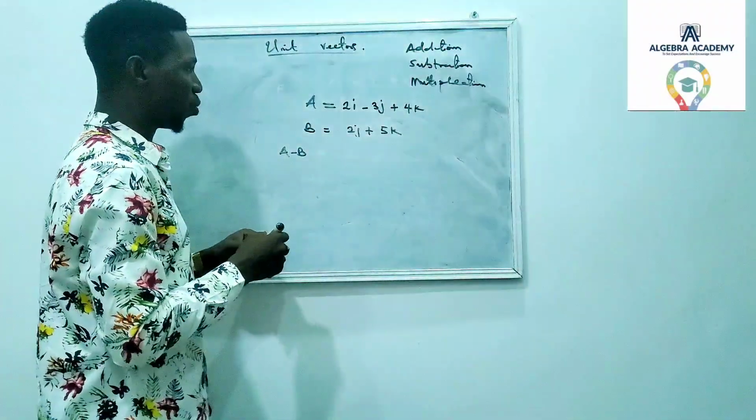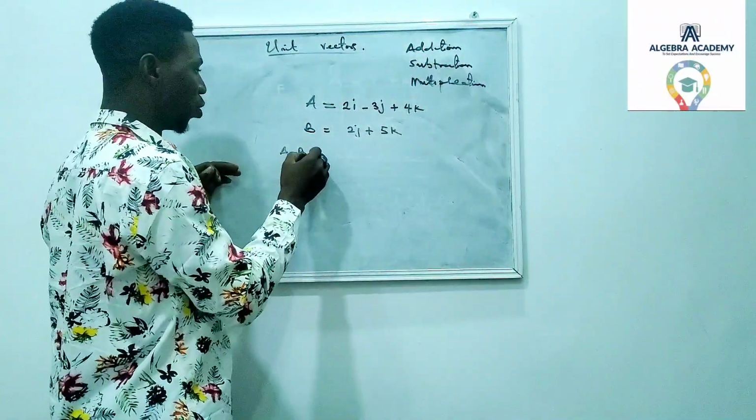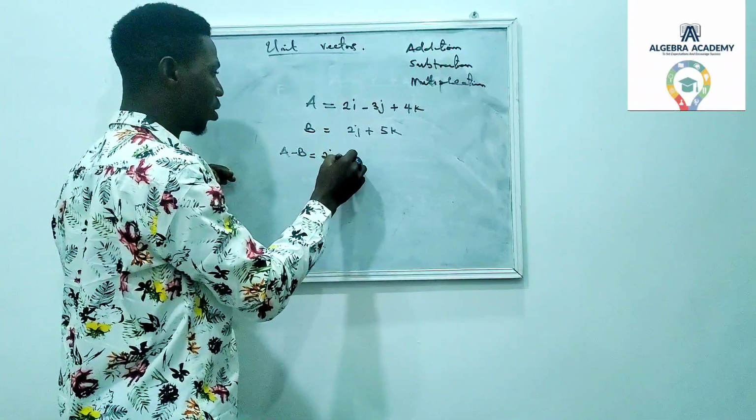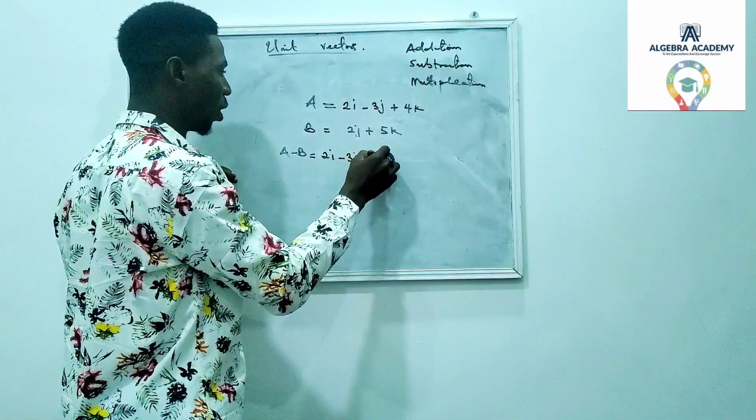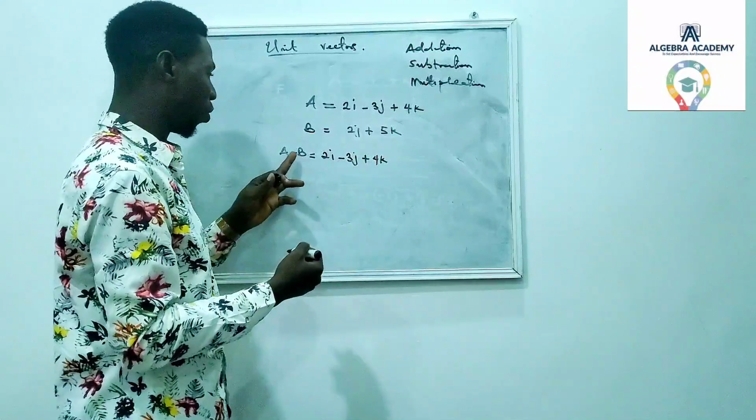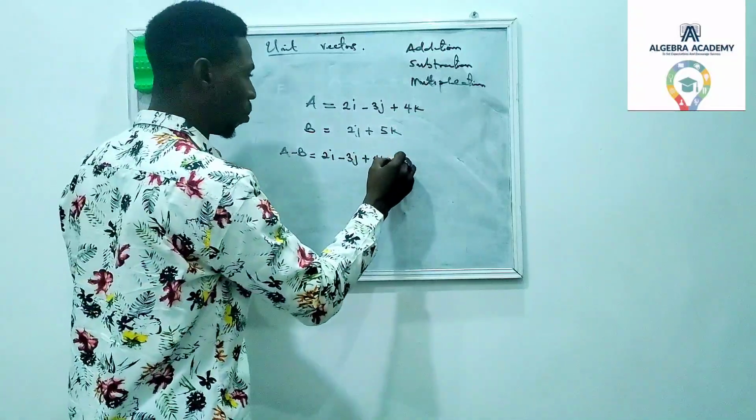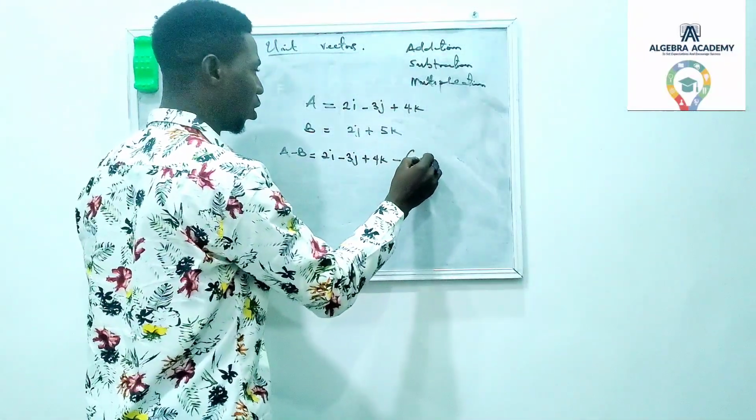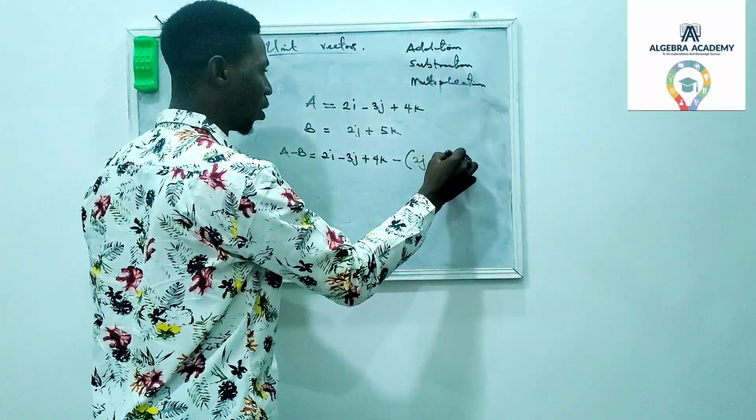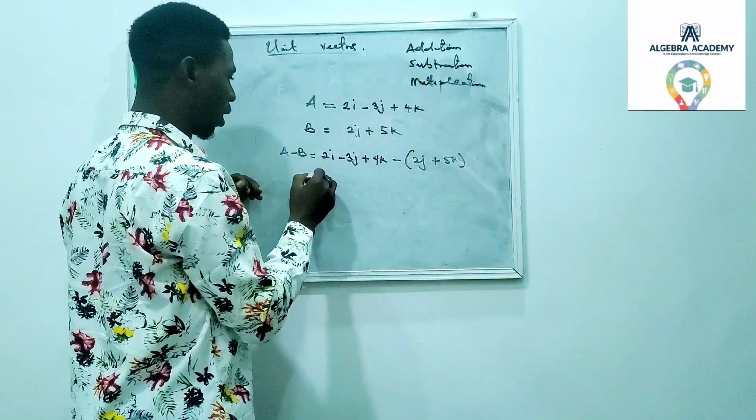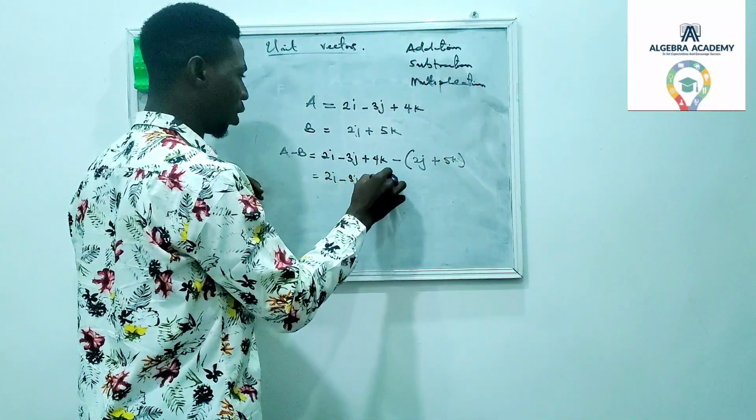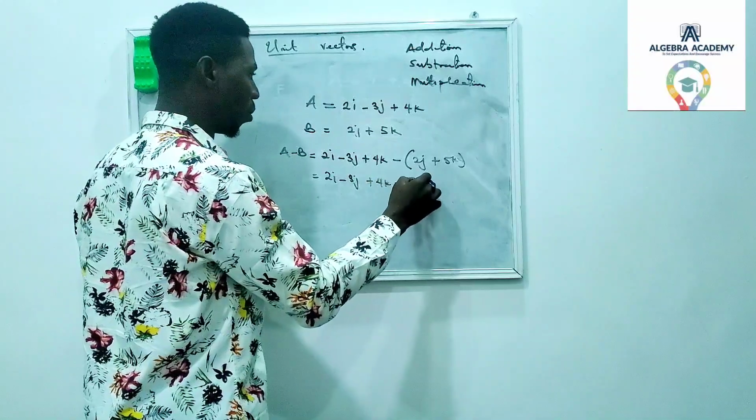So a minus b now. This is what we are going to do. You write all the a out: 2i minus 3j plus 4k. Then you write all your b together. But before you write it, make sure you put the negative sign. Minus, then open the bracket, because negative is a very dangerous sign. 2j plus 5k. Then close it. You now have 2i minus 3j plus 4k minus 2j minus 5k.